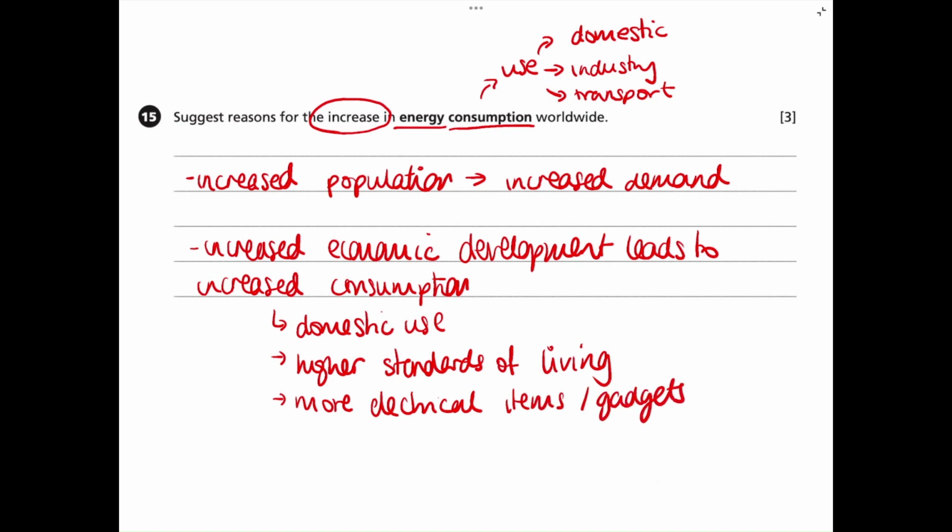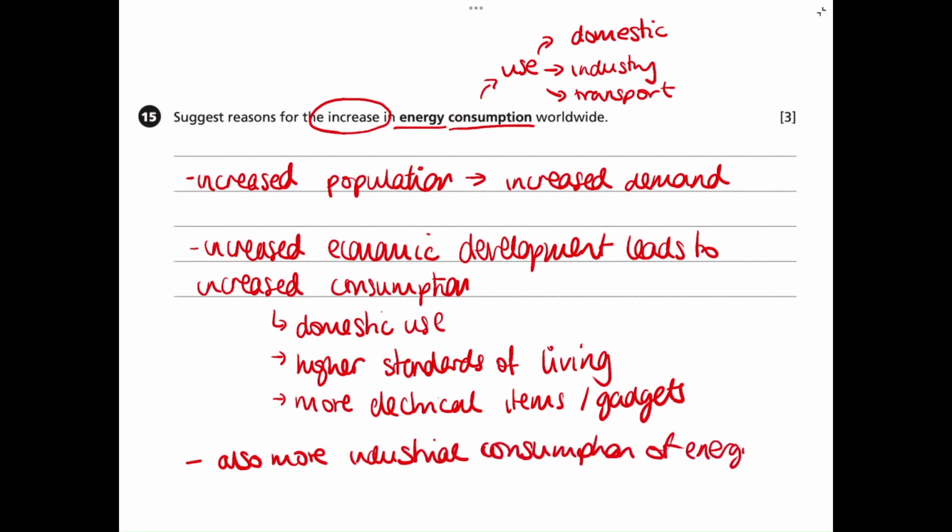And finally, increased economic development can also lead to increased energy consumption in terms of industry. Some countries might move to a more industrial economy and have more factories, and this can mean that they will require more energy as they fuel and power these factories. Now, remember, this might not always be the case, and it's really important to consider how the demand for electricity varies around the world, and this is constantly changing as well.